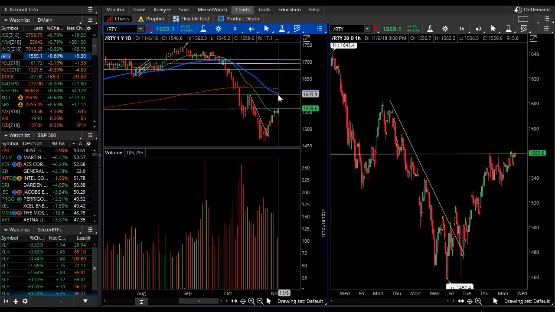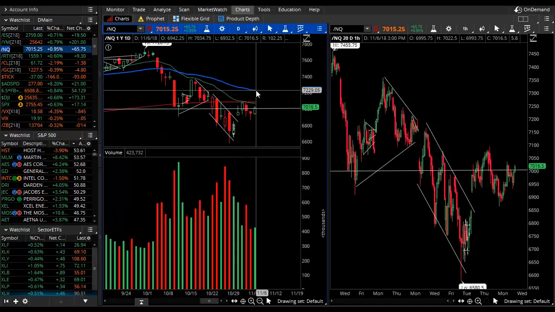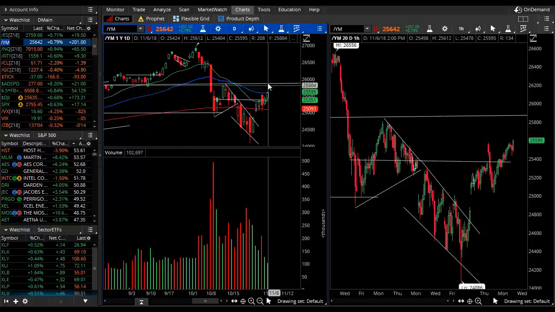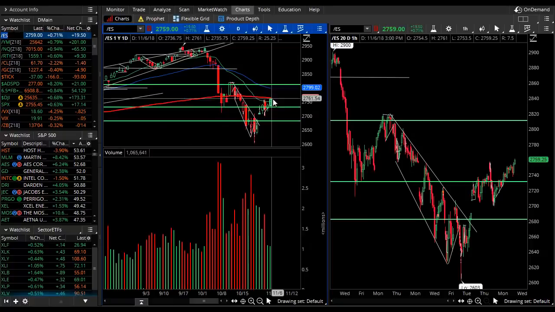The Russell would play potentially towards 1600. The Nasdaq might play higher up towards 7220, maybe just 7200. And the Dow futures, they're already at their resistance points. Look for a potential move to 2600. And the ES, again, up to about 2800.